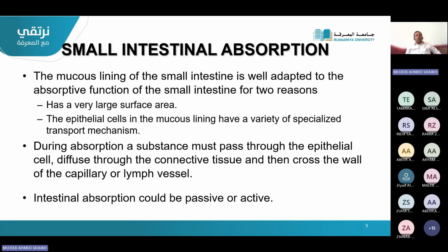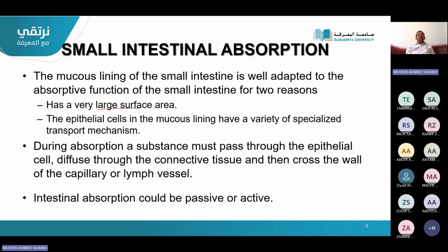So to know how absorption will occur, you have to know the histology, or the structure, of the small intestine. For absorption to occur, what is the basic requirement? The area should be more. If you have more surface area, absorption will be easy and larger. If you have a very small area, absorption will be less. So the small intestine has a large surface area.